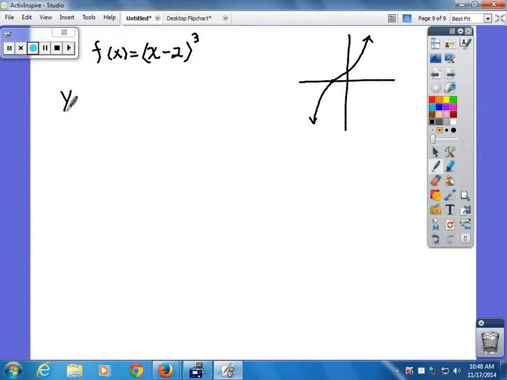So y is equal to x minus 2 to the third power. x is equal to y minus 2 to the third power. Now what? What's the easiest thing to do?